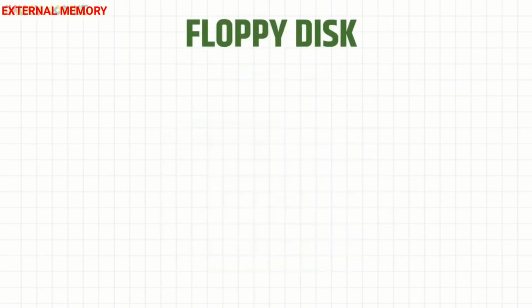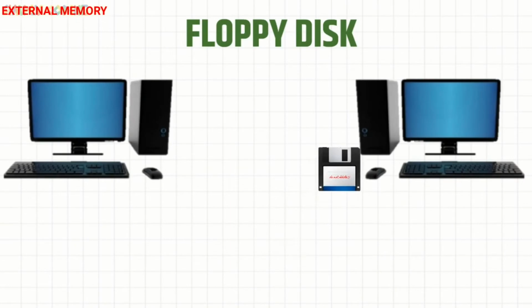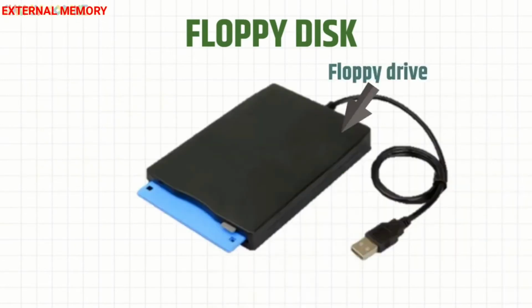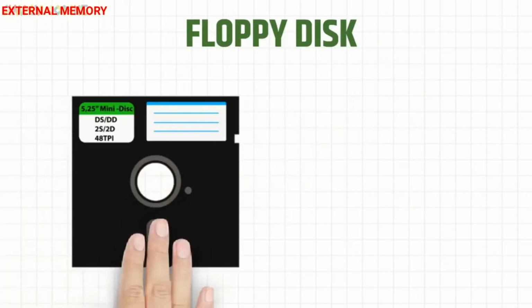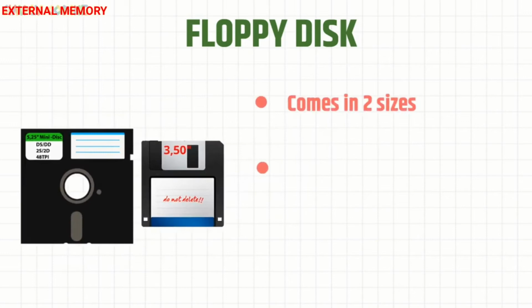Floppy disk was used to transfer data between computers. Computers have a floppy drive into which the floppy was inserted. They used to come in two sizes, and the data capacity is much less. The pen drive has now become more popular.